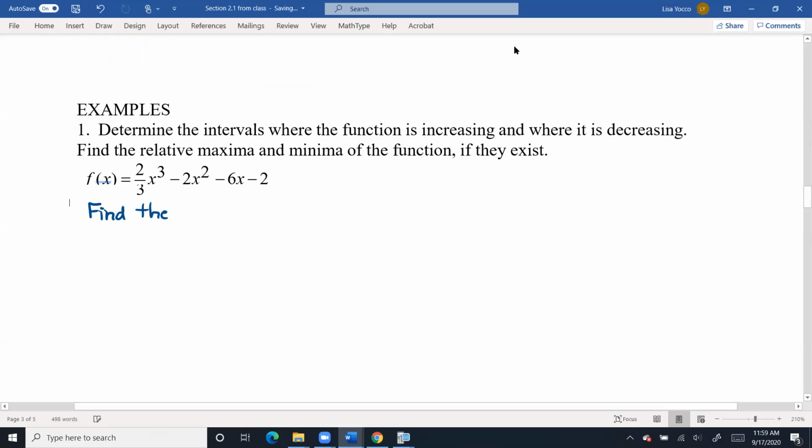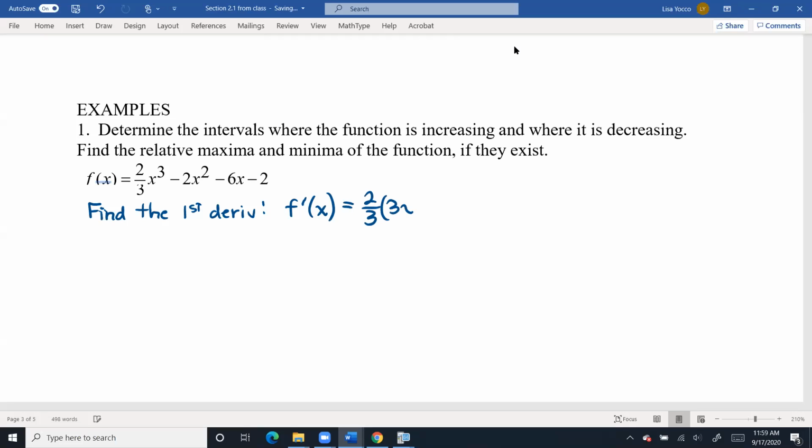The first thing we always do is find the derivative, the first derivative. All right, so f prime of x. I'm keeping that 2/3. And then the derivative of x cubed is 3x squared. And 2 times 2 is 4. Subtract 1 from the power gives me x. And then the derivative of minus 6x is minus 6. The constant is 0. The 3's cancel. So my derivative is 2x squared minus 4x minus 6.